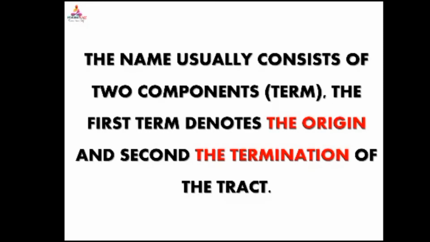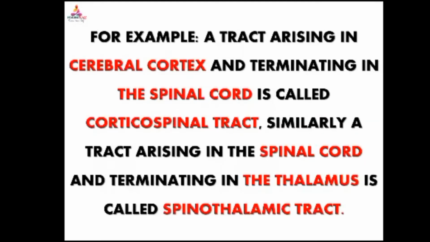The name usually consists of two components. The first component denotes the origin and the second the termination of the tract. For example, a tract arising from the cerebral cortex and terminating in the spinal cord is called the corticospinal tract. Similarly, the tract arising in the spinal cord and terminating in the thalamus is called the spinothalamic tract.